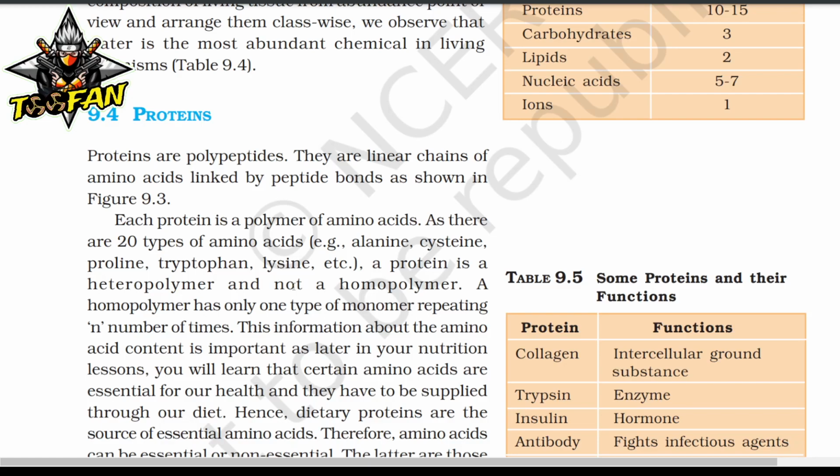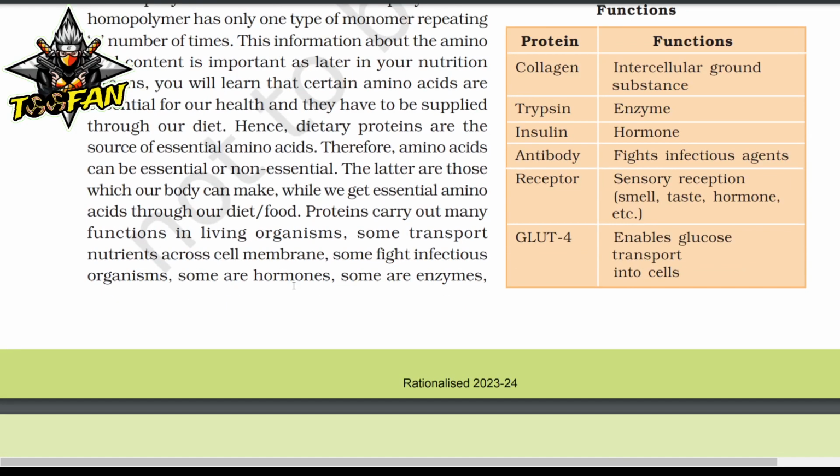A homopolymer has only one type of monomer repeating n number of times. This information about the amino acid content is most important, as later in your nutrition lesson you will learn that certain amino acids are essential for our health and have to be supplied through our diet. Hence, dietary proteins are the source of essential amino acids. Therefore, amino acids can be essential or non-essential. The latter are those which our body can make.